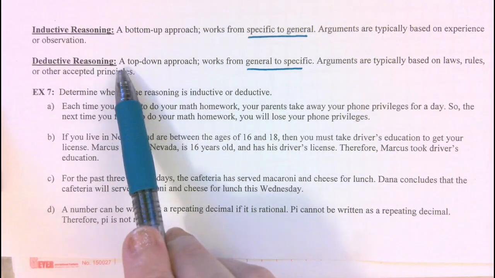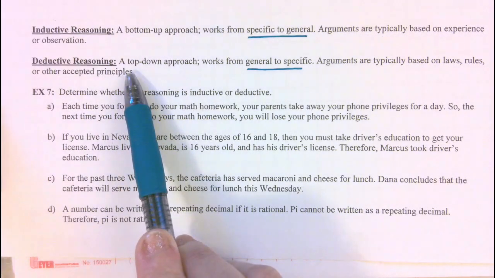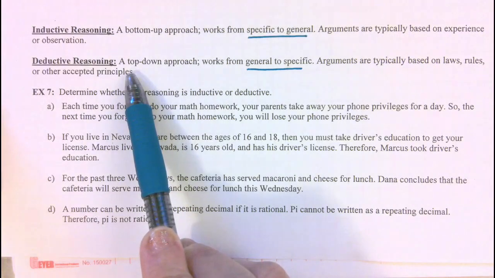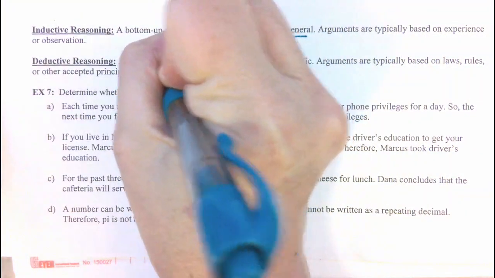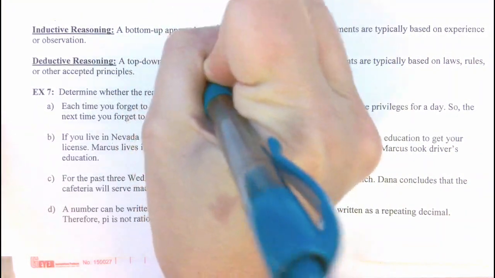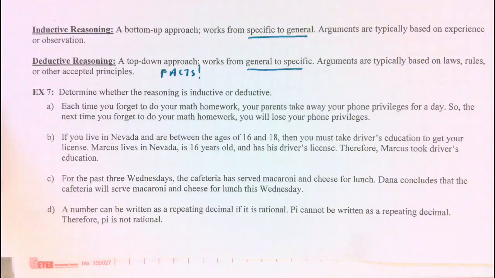This is the type of reasoning that we're going to use when we build our geometric proofs. We're trying to build off of facts, things that we've established as true. I'm going to add that word here, facts. We're building off of prior knowledge, things that we know to be true. All right, so going through example 7, determine whether the reasoning is inductive or deductive.